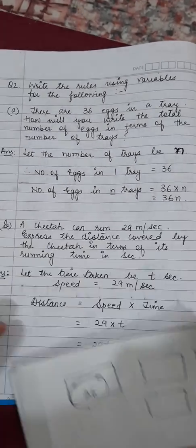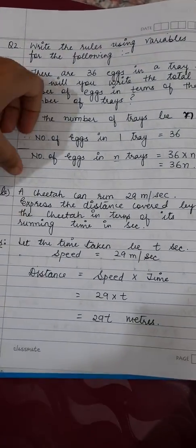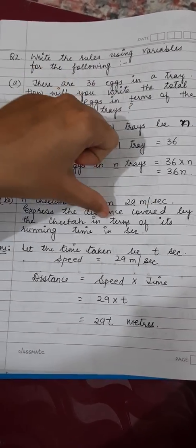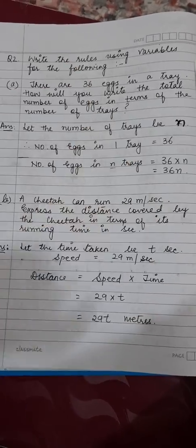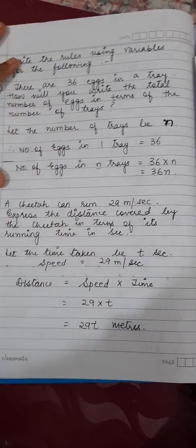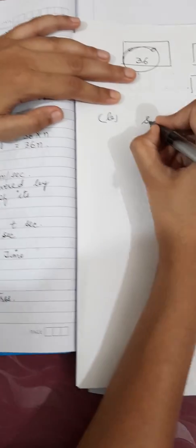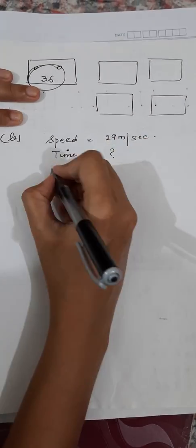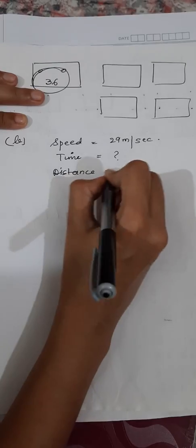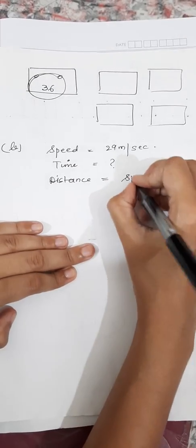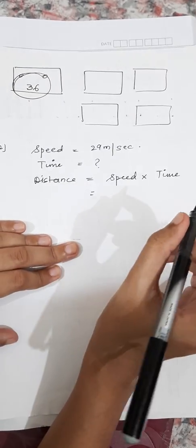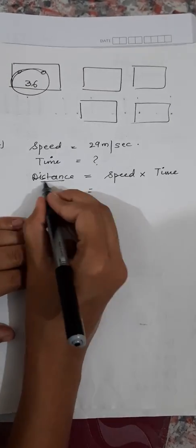Okay, now let's move to the B part. A cheetah can run 29 meters per second. Express the distance covered by the cheetah in terms of its running time in seconds. Now in this B part, speed has been given to you, 29 meters per second. Time we don't know. Distance we have to find. And what is the formula for distance? Speed into time.